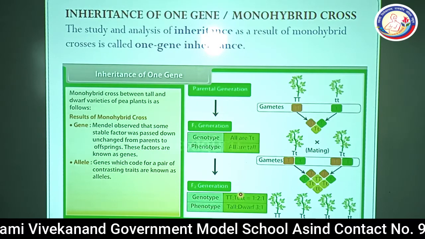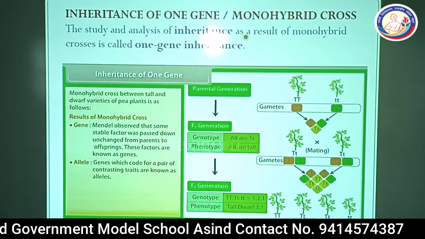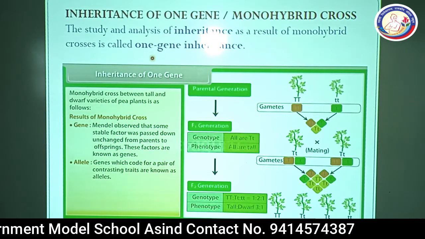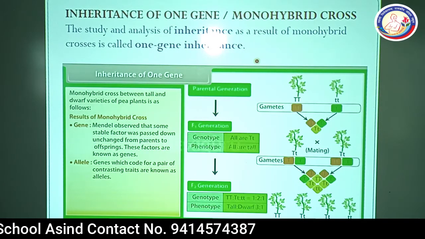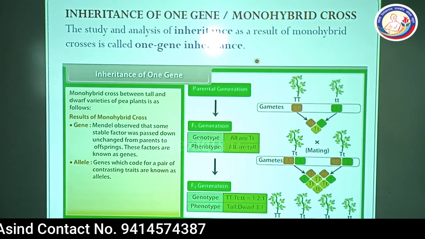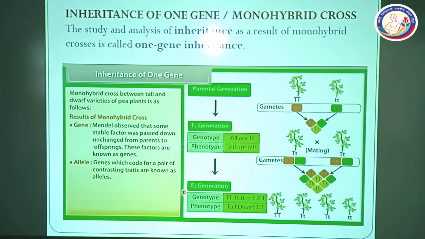Now come to the point. Next, inheritance of one gene. The study and analysis of inheritance as a result of a monohybrid cross is called one gene inheritance. Monohybrid cross means when you have selected a single trait or character for the hybridization, then it will show the inheritance of a single gene or one gene. Basically it is based on the monohybrid cross. So again you can see the figure here. A monohybrid cross between tall and dwarf varieties of pea plants is as follows.